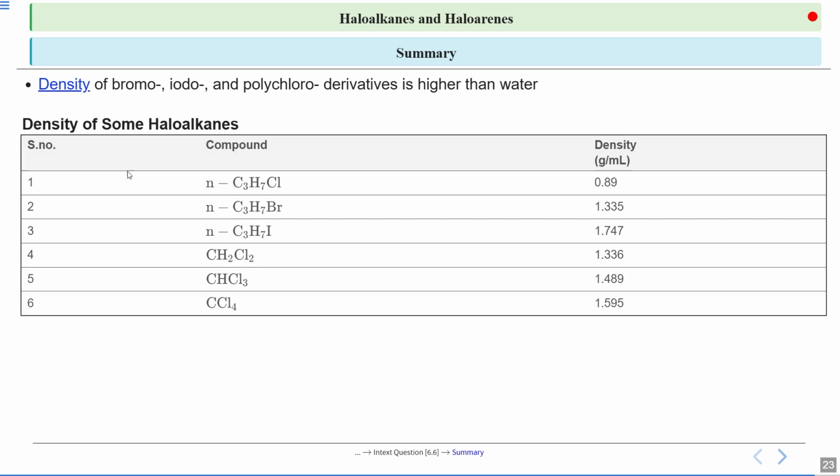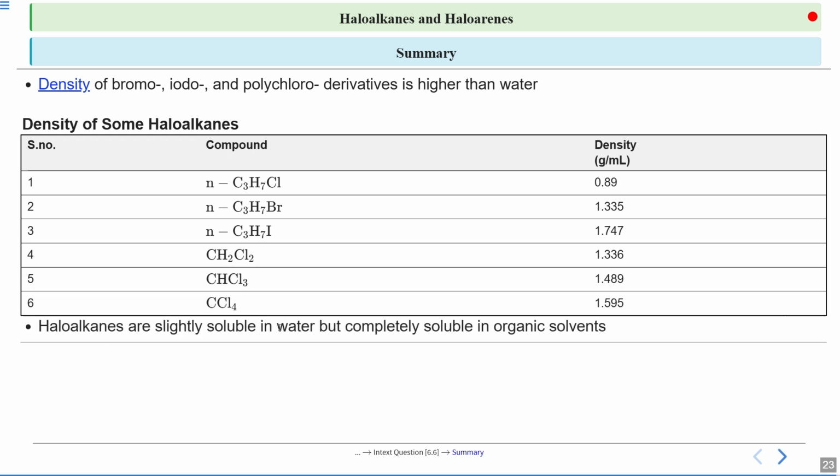Density of some haloalkanes we have seen in this table: from the first to third compound, with the increase of the atomic mass of halogen, the density is increasing, and from the 4th to 6th compound, with the increase in the number of halogen atoms, the density is increasing. We have also seen the solubility, that haloalkanes are slightly soluble in water, but they are completely soluble in organic solvents due to the energy difference or the attraction forces. Strong attraction forces are present in water molecules due to hydrogen bonding, and similar attraction forces are present in the haloalkanes and the organic solvents, due to which they are completely soluble in organic solvents.